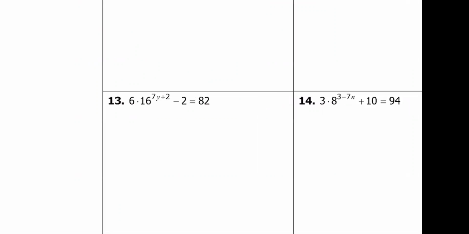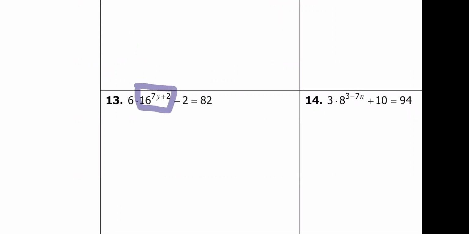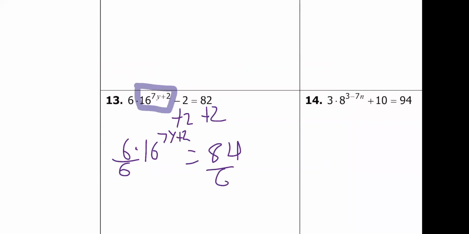A problem like 13, remember, you want to get your base up to the power by itself. So we have to deal with that 6 in front, and that -2 in the end. You always want to add the 2 first. So you have 6 times this. And then you would divide that 6 out. Basically, if this was an x, if you had 6x minus 2, you would add the 2 over first, then divide by the 6. Just treat it like a basic equation. So you would get 16 up to this. 84 divided by 6 is 14. Then you would take the log of both sides.